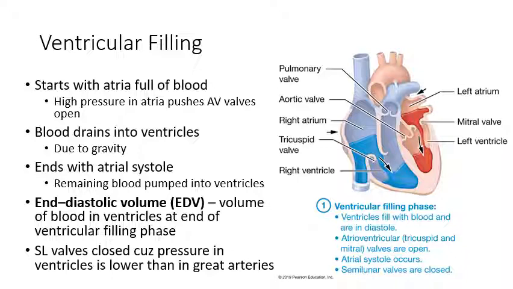Once atrial systole is complete, the atria will be emptied out of blood and the ventricles will be full of blood. And at that point, you have the end diastolic volume, or the EDV. The EDV is the volume of blood that is in the ventricles at the very end of the ventricular filling phase, which is also the very end of the ventricular diastole. Right after this phase, the ventricles are going to contract. So that is basically the maximum amount of blood that you can have in the ventricles. So just remember that EDV is the maximum amount of blood that you can hold in your ventricles, or that you do hold in your ventricles in each cardiac cycle.